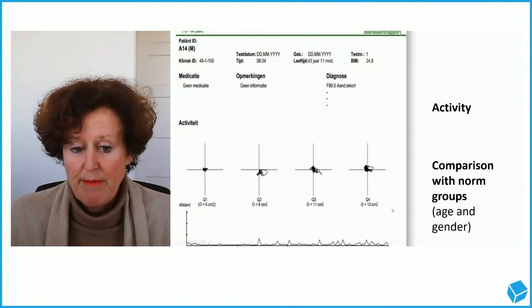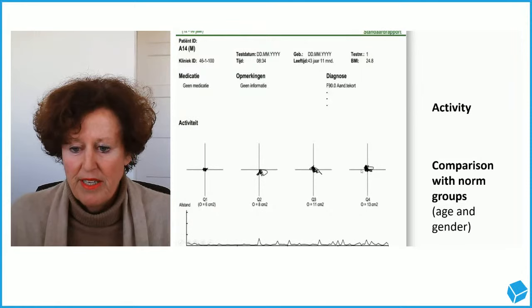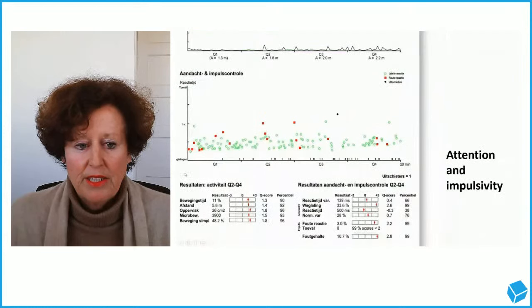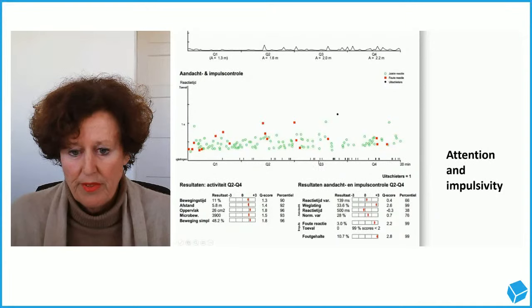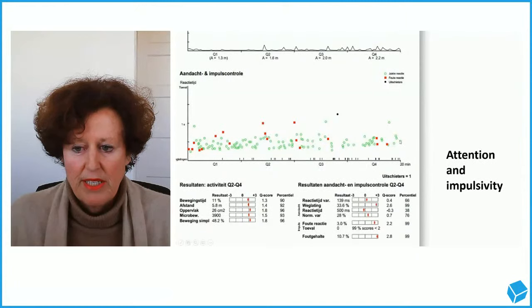This is an example of the results. This is the first 5 minutes, 10, 15, 20 minutes, and here you see a slight increase in the hyperactivity measured. Here you see the attention and impulsivity outcomes. Here the green answers are the right ones, the red are the mistakes, and here are the omissions, the missed answers, those little stripes. Anyway, you see that this is deviant because we shouldn't have as many mistakes, we shouldn't have so many missed answers. And what we'd like to see in a person without ADHD is that the reaction time variability is lower.